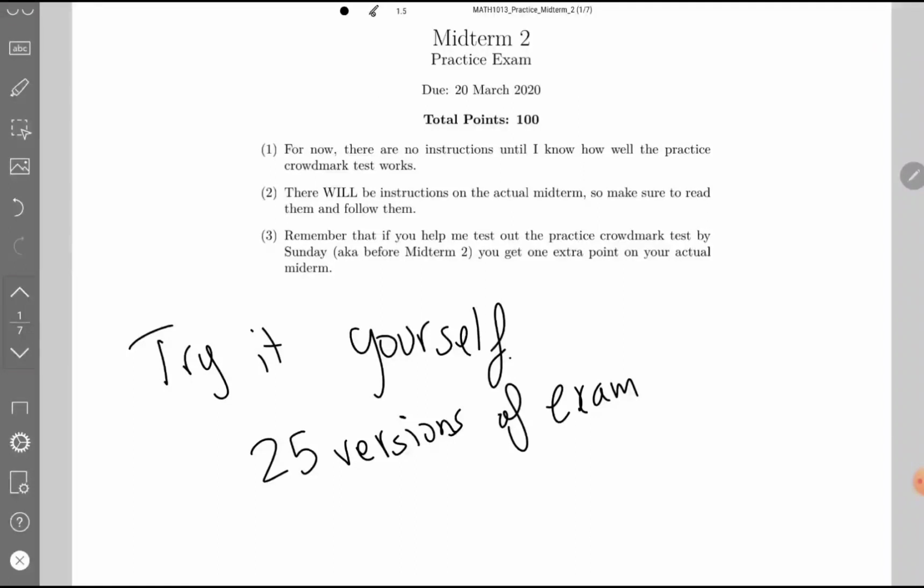Also, I had another point. Oh, yeah, instructions. No, that's it, actually. Okay, so let's start.